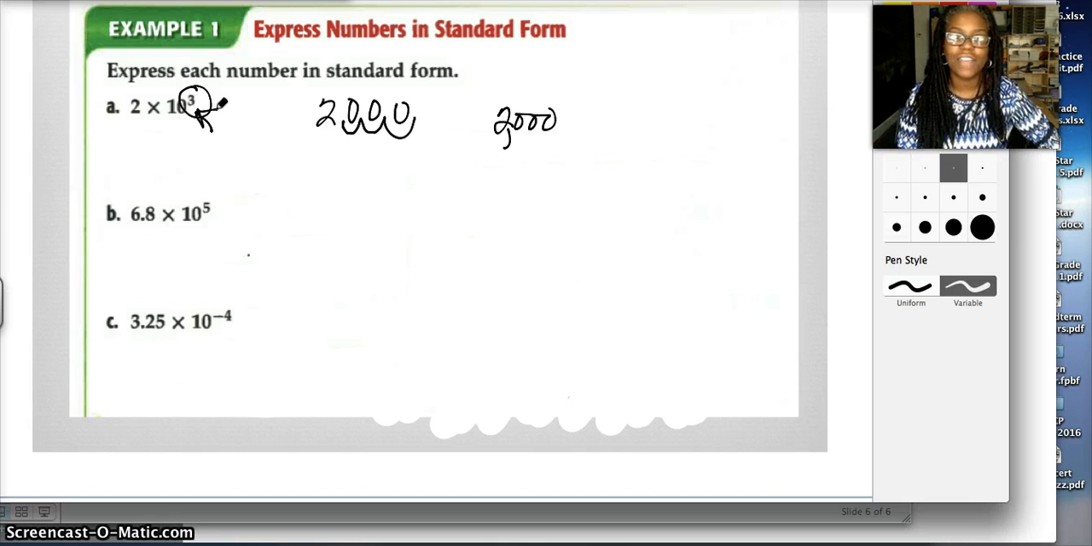When I have a positive exponent, I'm moving to the right. When I have a negative exponent, I'll be moving to the left, as we'll see in part C. Let's look at this next example.